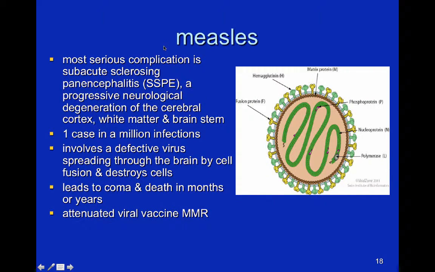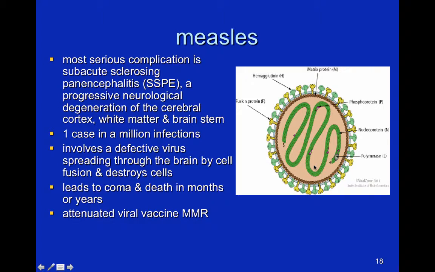Now, there is a serious complication associated with the morbillivirus. It's rare, 1 case in a million infections, but it can lead to this SSPE. So this is subacute sclerosing panencephalitis. This is a progressive neurological degeneration of the cerebral cortex, white matter, and brainstem. And it involves a defective virus spreading through the brain by cell fusion, and it can destroy cells as a result, leading to coma and death in months or years. And again, this is provided in that MMR vaccine.